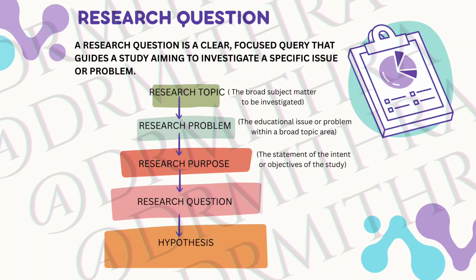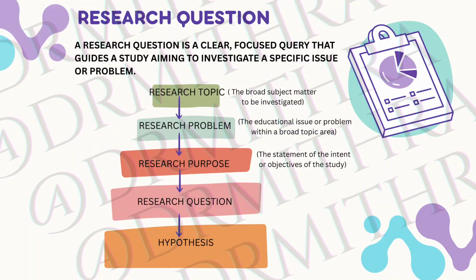Research topic is the broad area you're interested in. For example, child nutrition is a broad research topic you're interested in. Then comes the research problem. So the research problem is the specific issue within the topic. Within that topic, like high rates of malnutrition in toddlers, that comes under child nutrition. Malnutrition in toddlers is a specific issue within the topic of child nutrition.